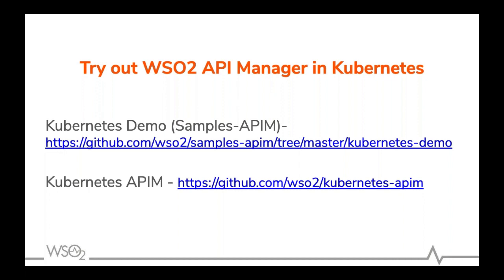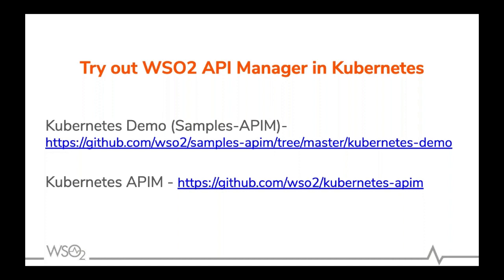The next question is about pattern two. We have profiles in pattern two. We have all-in-one in pattern one, and in pattern two we have separate gateway nodes and separate key manager nodes. I think the publisher, store, and traffic managers are all in one. Likewise, you can distribute those profiles, and based on your requirement, you can decide how you want to run your deployment. If you need more traffic on the gateway side, you can run gateways separately and scale them up separately. For publisher and store, if you don't require much traffic, you can run only two nodes as well.